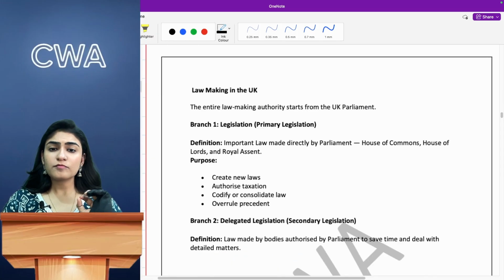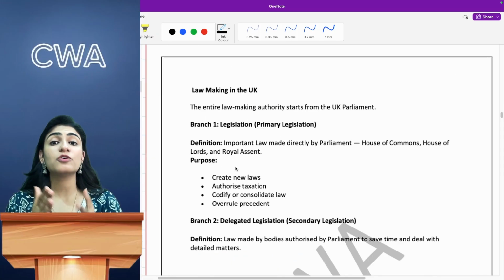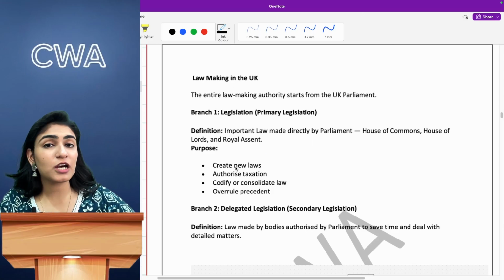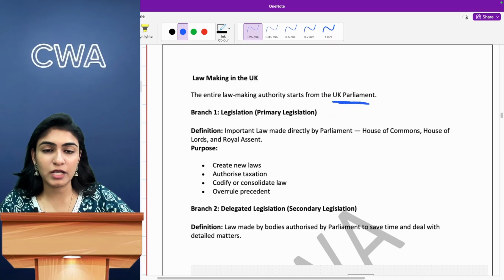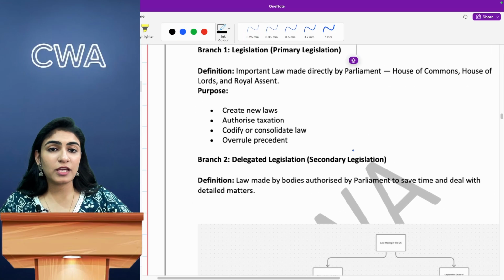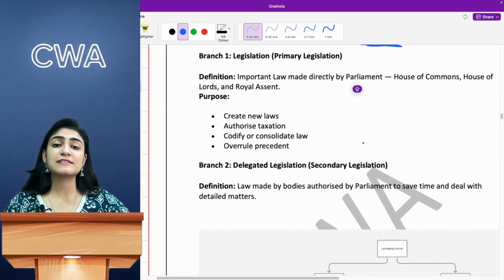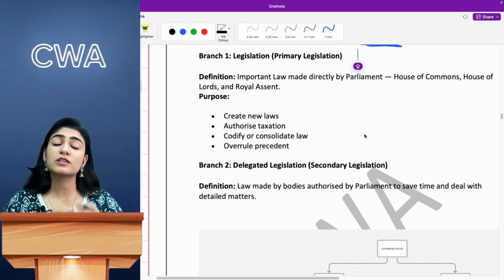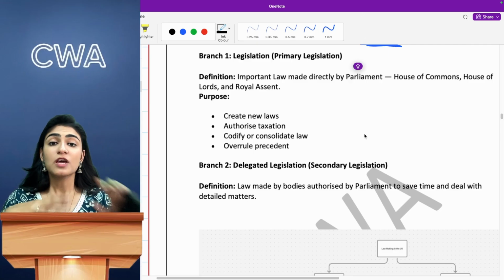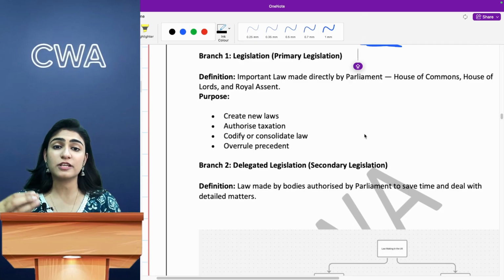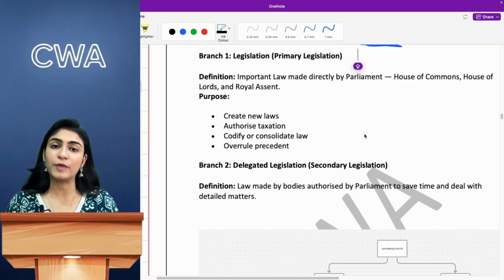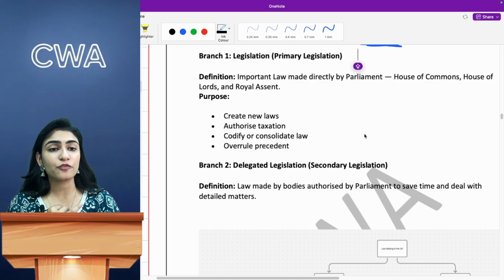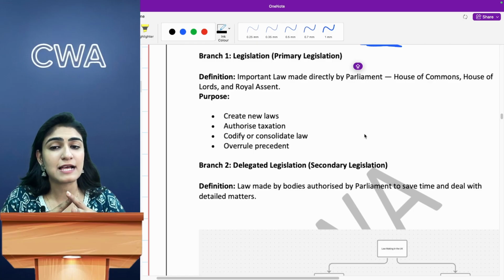Now, in today's lecture, let's discuss how law is made in the UK. All right. The entire lawmaking authority is with the UK Parliament, and the UK Parliament has divided it into two branches. The one is legislation and the second is delegated legislation. The very first branch is legislation, the primary branch of making law, where important laws are made by the Parliament: House of Commons, House of Lords, and Royal Assent.